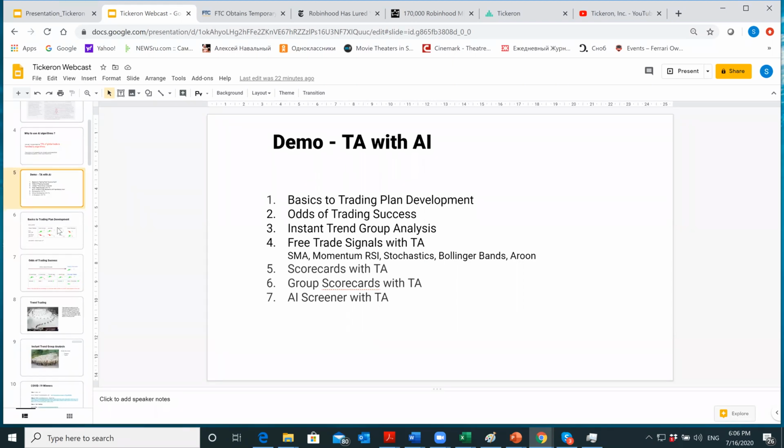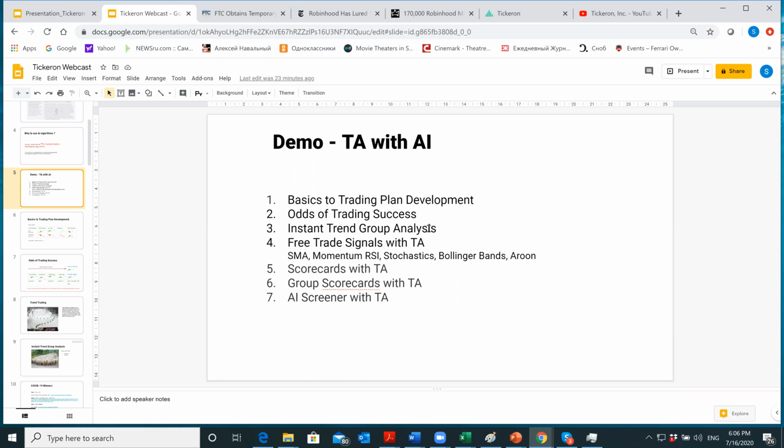Okay, let's start and go through our plan for today. So I'm going to tell you about trading plan development. You have to have a plan when you trade, and I will show you the basics. One slide, that's all, okay? Then I will tell you an important element about backtesting and odds of success, okay? If you do not have these numbers before you trade, then you're most likely going to be losing money.